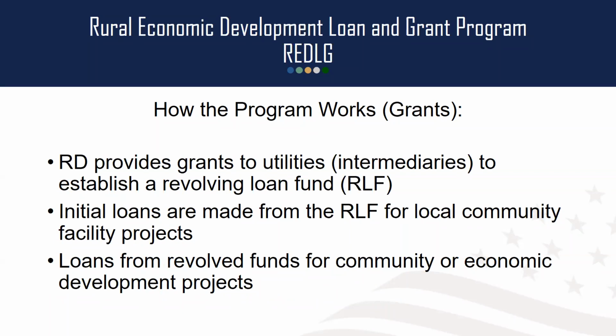So with the REDLG program, the intermediary must use program grant funds along with this required contribution to create a revolving loan fund that the intermediary utility will operate and administer. And loans to the ultimate recipient are made from the revolving loan fund for a variety of projects. So this is where we see that they utilize these grant funds to build the capacity for them to be able to lend out these funds in other projects throughout the community. Next slide, please.